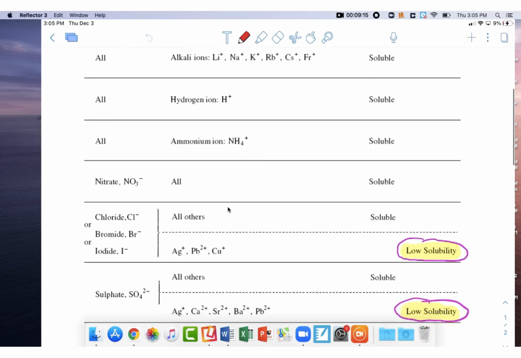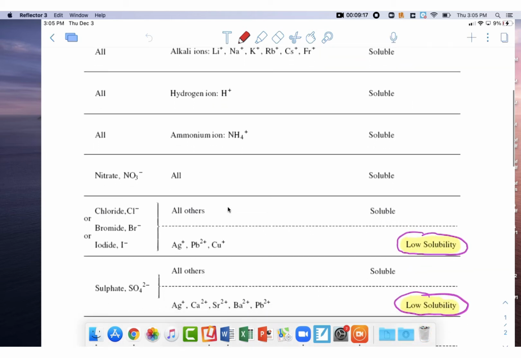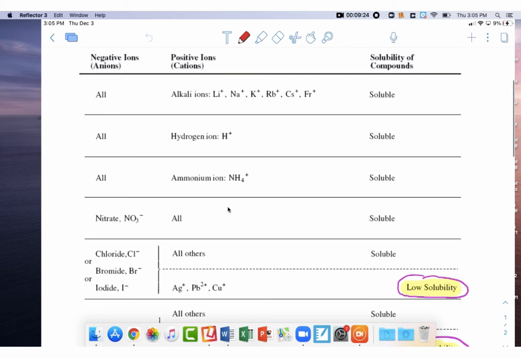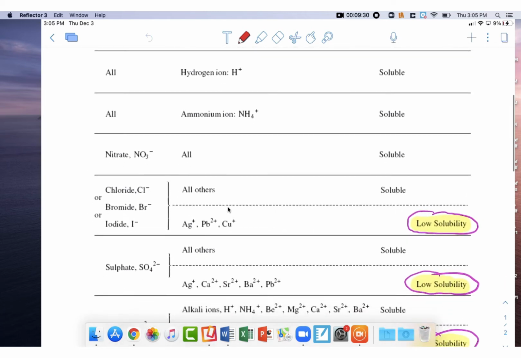And then they also throw nitrate on here. Nitrate is a negative ion, anion, and it is also soluble with everything so far, okay? So those 4 are like the set things that we can look at, the shortcuts. Now, we go further down the chart.